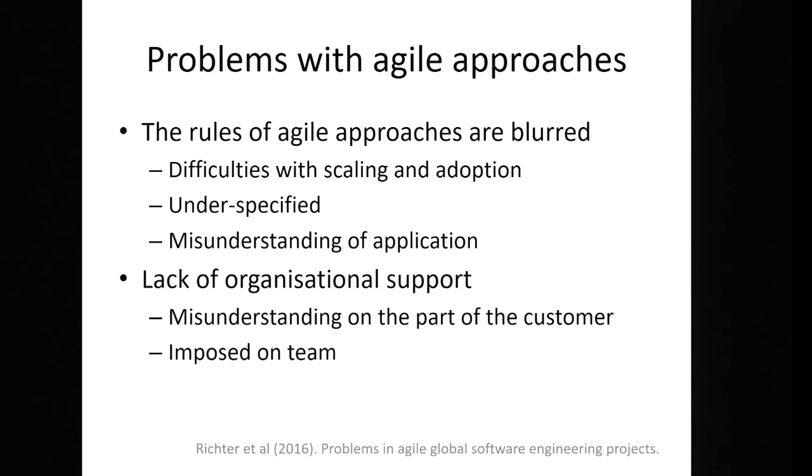There was also found to be a misunderstanding of the application of these things. People would apply what they perceive to be rules in different ways, and not everyone had the same understanding, and this caused some tensions. Lack of organisational support was also mentioned, and in particular the thing I want to draw attention to here is misunderstanding on the part of the customer, so the customer just not really understanding how agile methods work and therefore not engaging properly, and that was definitely a problem.